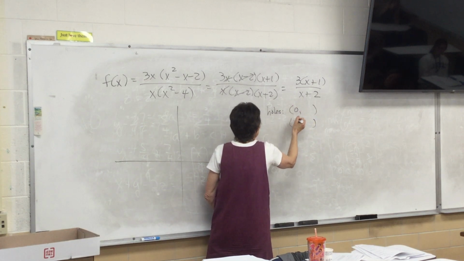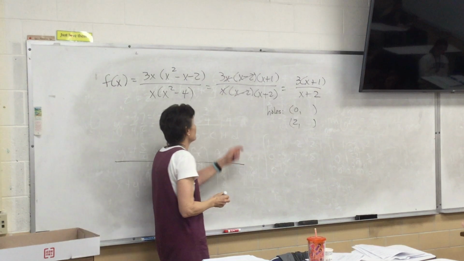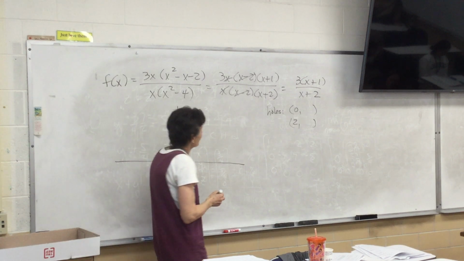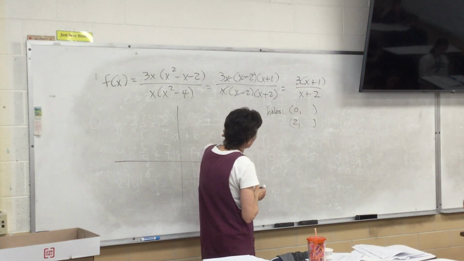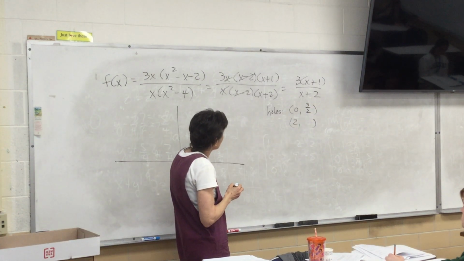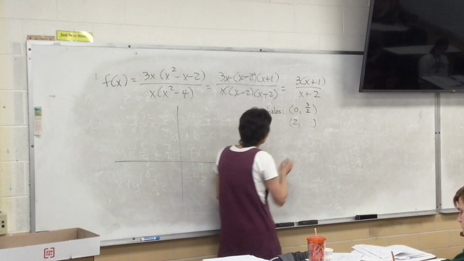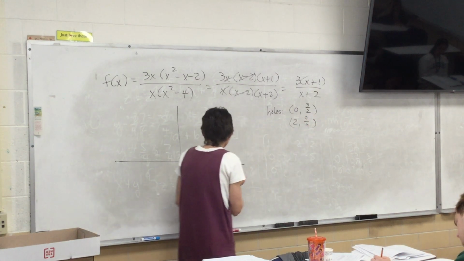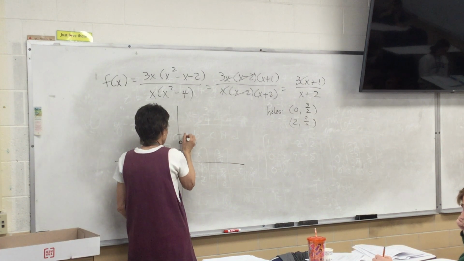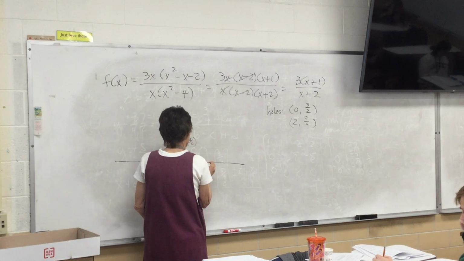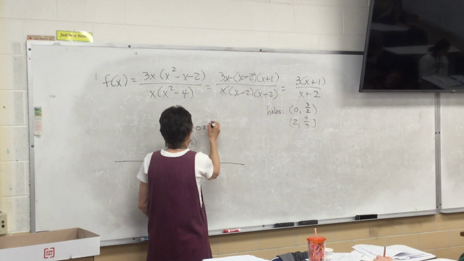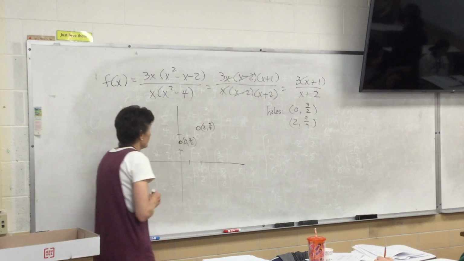And they're going to be where x is 0 and where x is 2, because those are the factors that I canceled out. So if I plug in 0, it looks like I get 3 halves. And if I plug in 2, it looks like I get 9 fourths. So I'm going to go ahead and plot those points right now. So 0, 3 halves is a hole, and 2, 9 fourths is a hole. Okay?